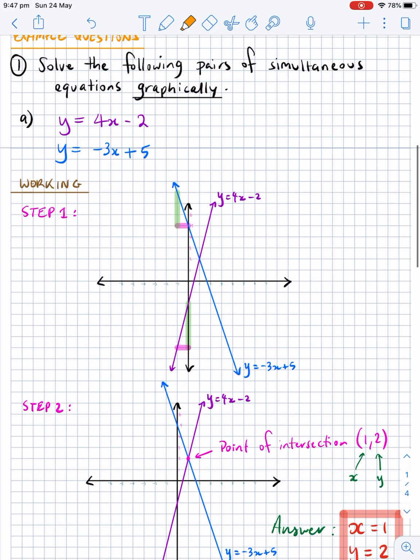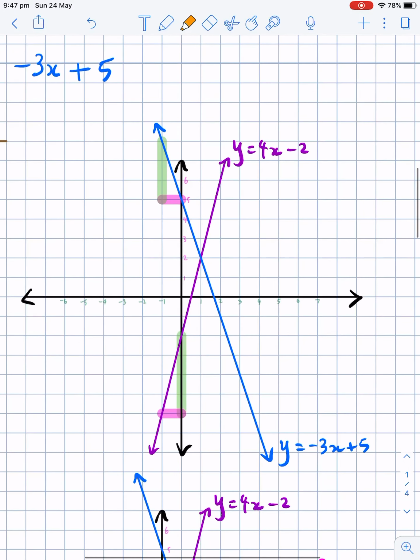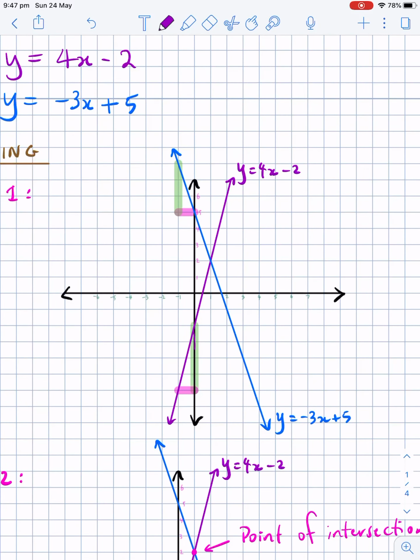Step one, we need to graph both of these equations on the same number plane. We'll do the purple one first, y equals 4x minus 2. You can see here our gradient's 4, so our rise and run is going to be 4 over 1. We make sure it's a positive gradient going uphill, and you can start from the y-intercept of negative 2 down here and make the correct triangle from that point.